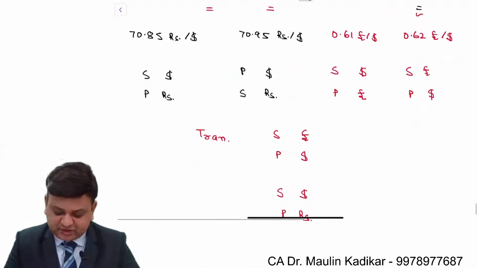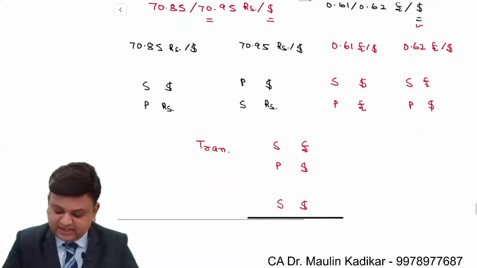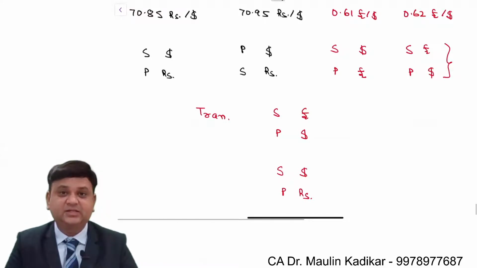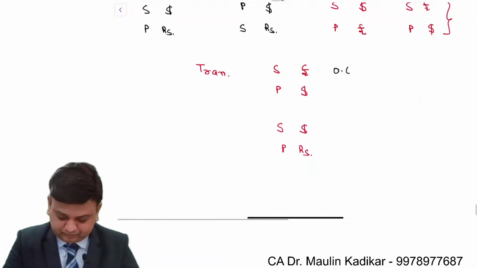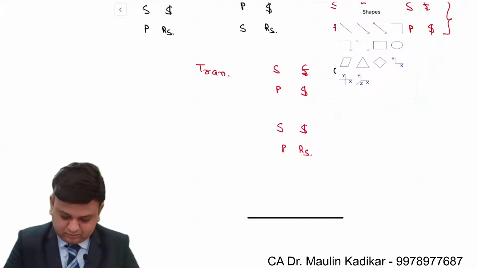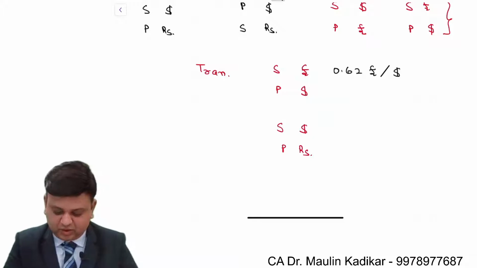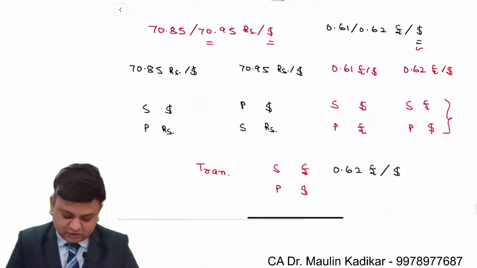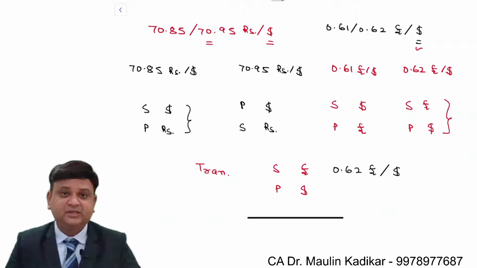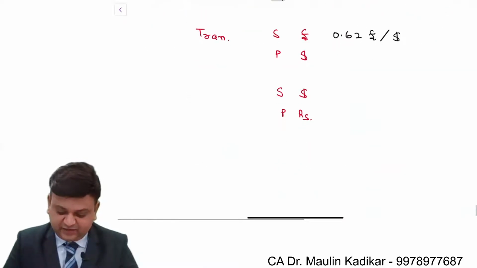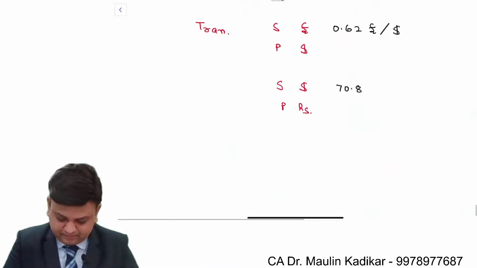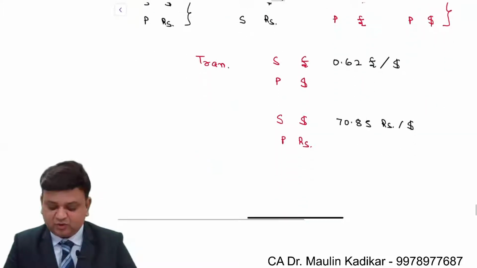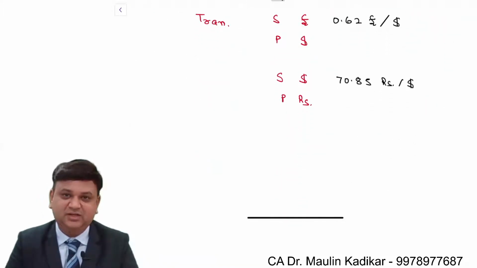Now for the conversion of the pound into dollar, the rate which is applicable is 0.62 pound per dollar. Then for the conversion of the dollar into rupees, the rate which is applicable is 70.85 rupees per dollar. So these are the two rates that will be used for the purpose of conversion.